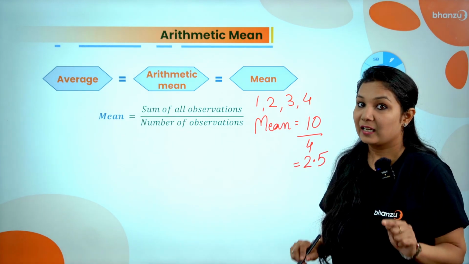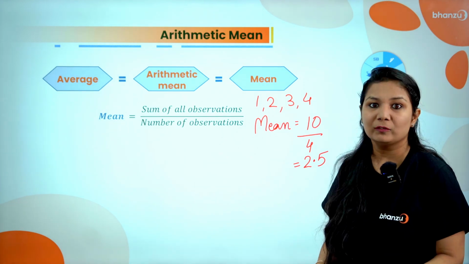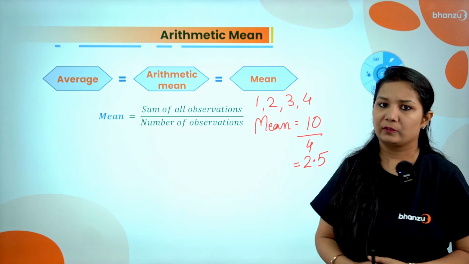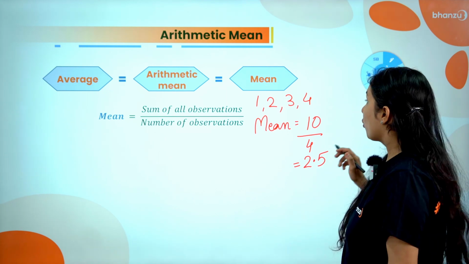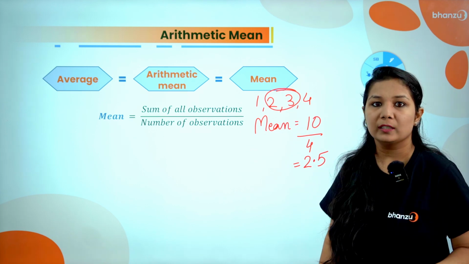right? So what is the mean over here? What's the average of this data? What's the arithmetic mean of this data? Is 2.5. But now, what did you notice? This 2.5 lies between my observations only, right?